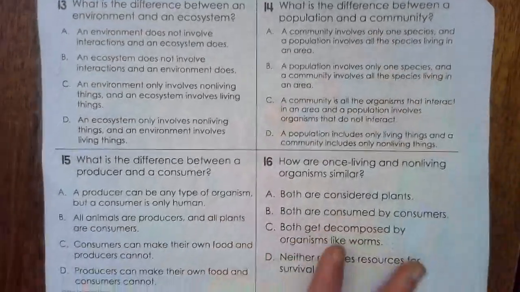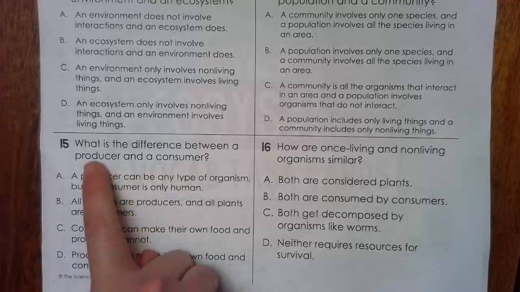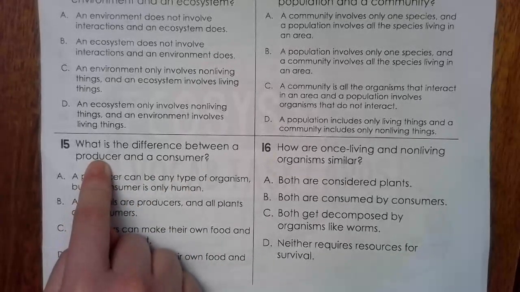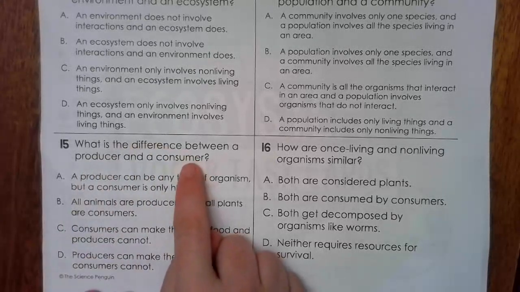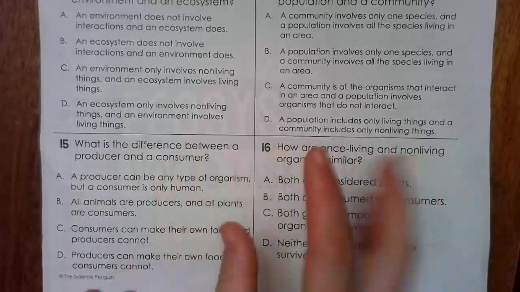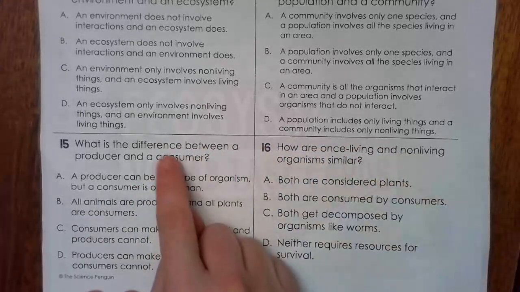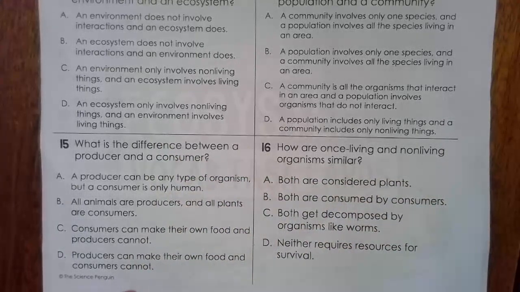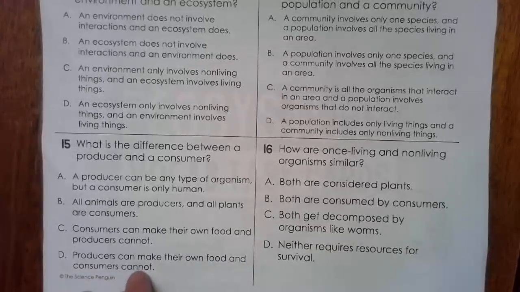Okay. Number 15, what is the difference between a producer and a consumer? We know that producers are plants. They create their own energy using photosynthesis. And a consumer is an organism that has to eat another organism to get energy. Whether it eats plants or animals or both, it must consume something else. Our answer to this one, number 15, is going to be D. Producers can make their own food and consumers cannot.